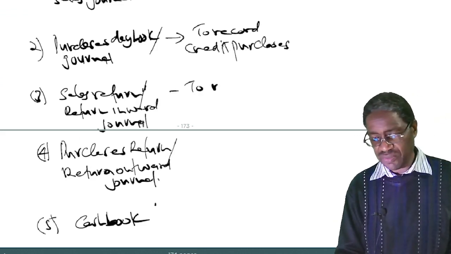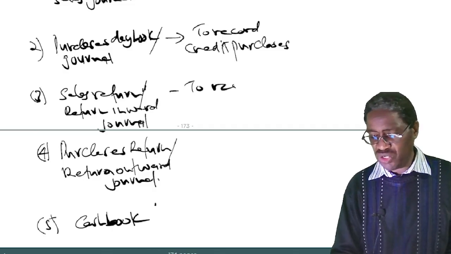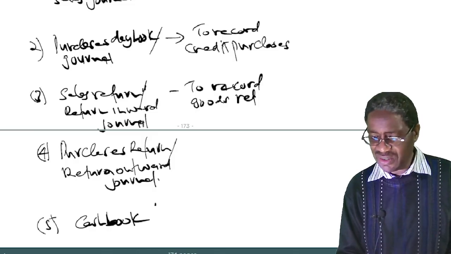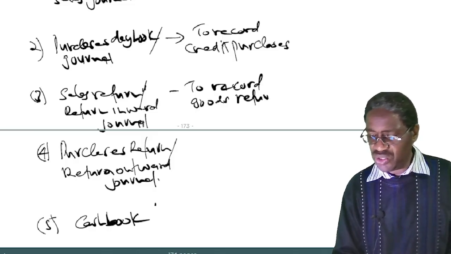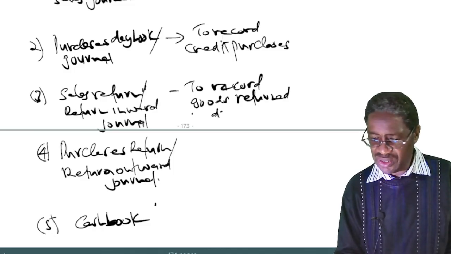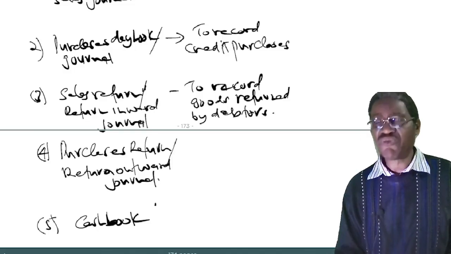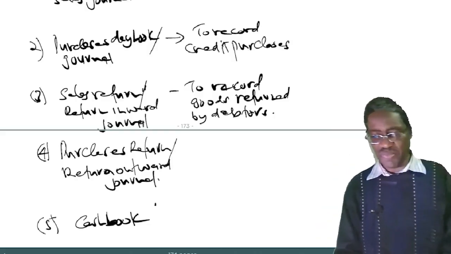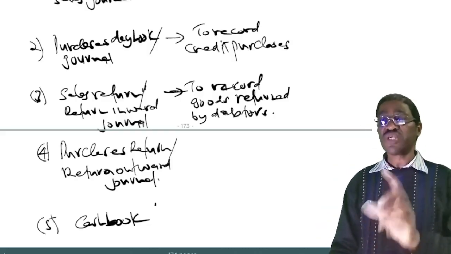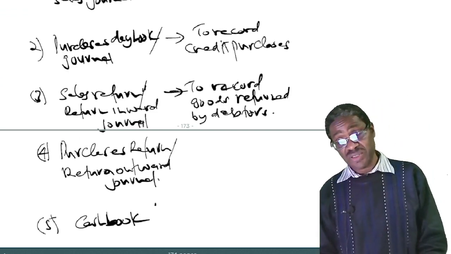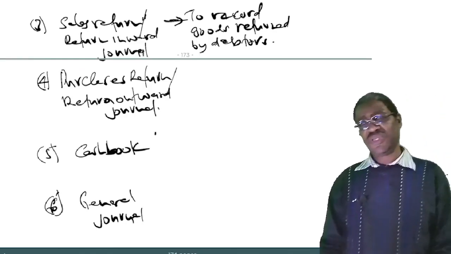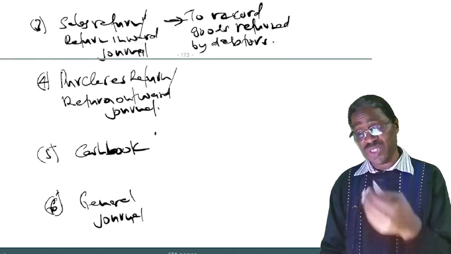To record goods returned by debtors. When a customer returns goods back into the business, before you go reduce what he owes us in the account, first record it in the day book. That's the purpose of that book, to record goods returned by debtors. Okay, good. Next, purchases return journal, or what we call return outwards journal.